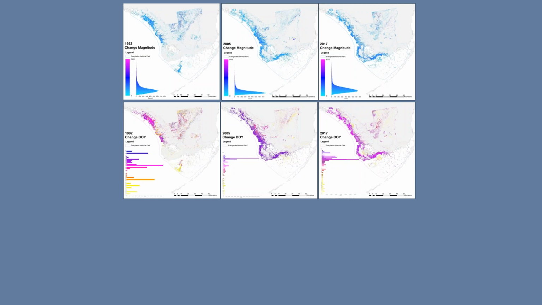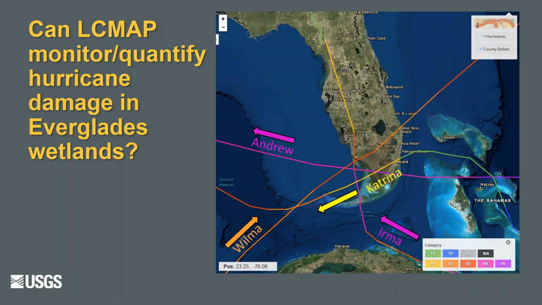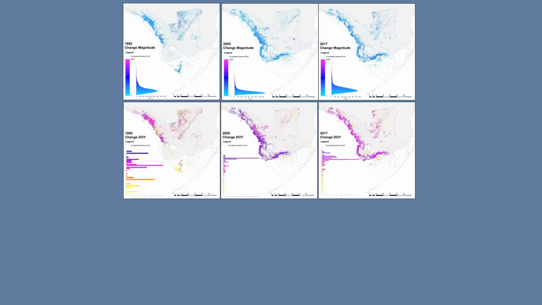1992 is Hurricane Andrew, Katrina is in 2005, and Irma is in 2017. These are two examples of our products that are relatively new. Because CCD can now produce this information on land change, we can use it, on the lower row, to determine when the date was.